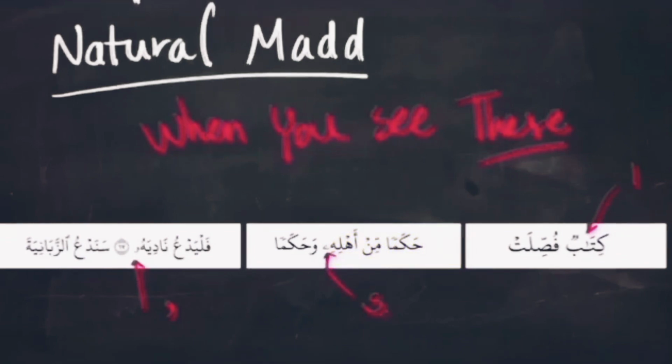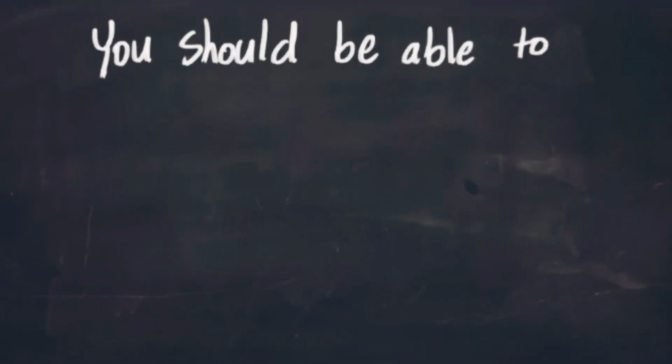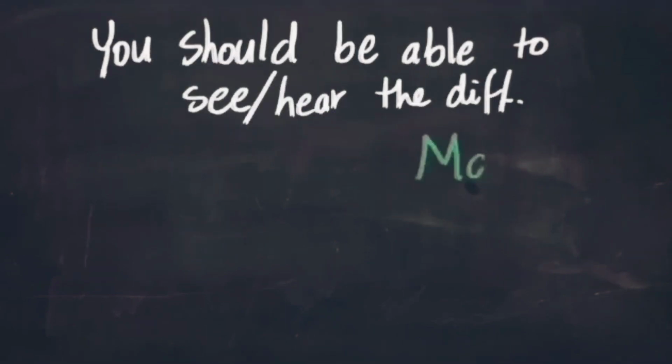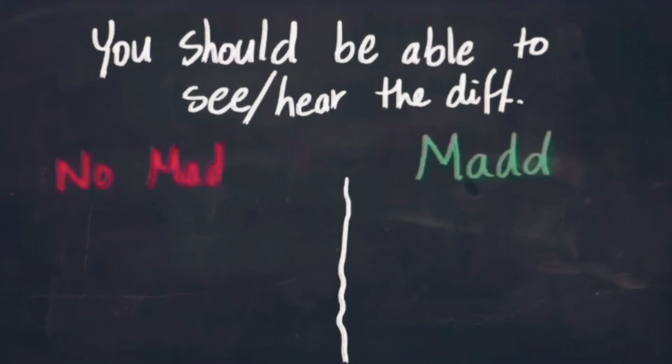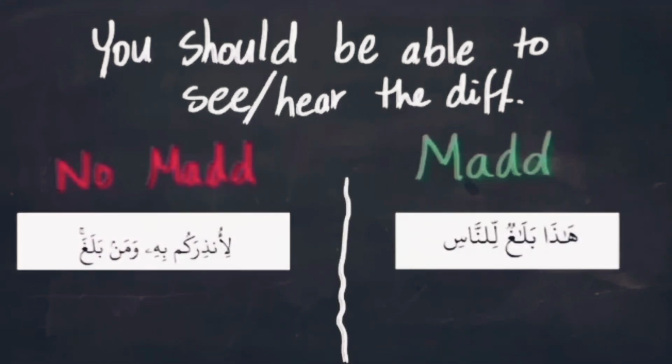Same thing with the second example. فليدع ناديه. We stopped here, so we didn't pronounce the waw that we see in front of us. So eventually you should hear and identify the difference between no natural med and med, like in these examples.